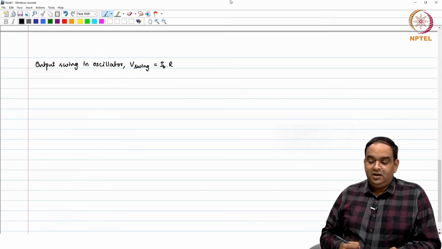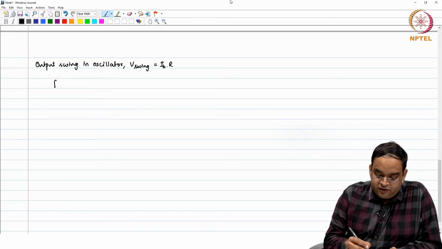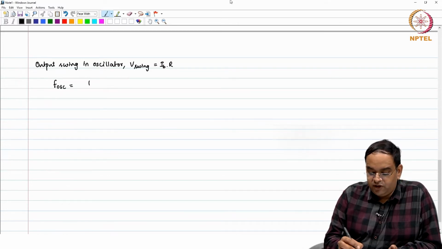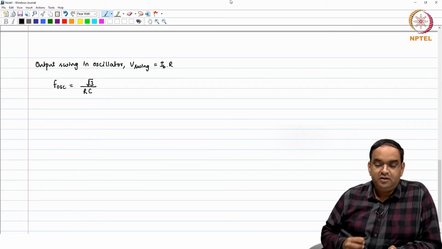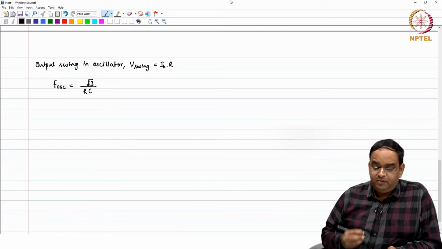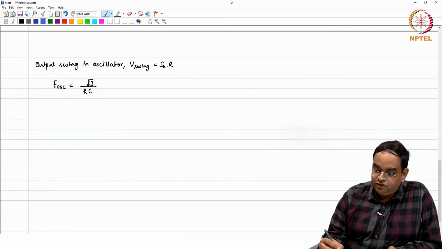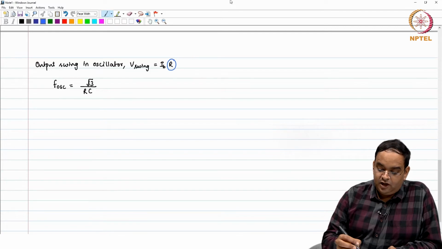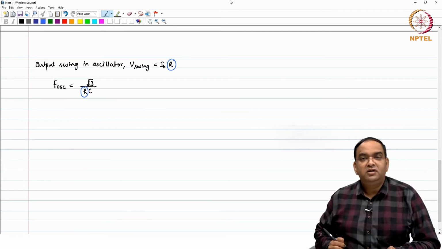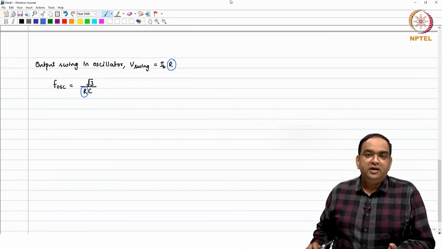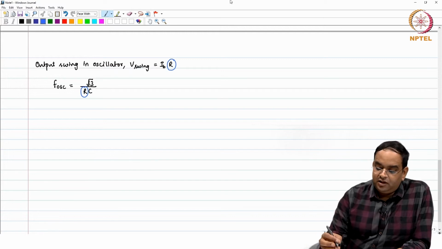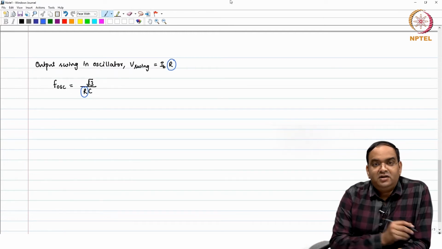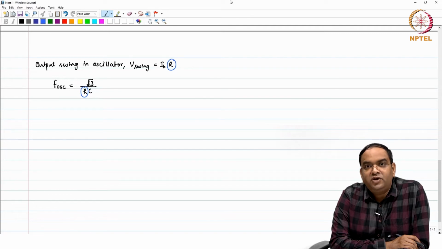Okay. And we also know that the frequency of oscillation is equal to 1 by RC, or root 3 by RC. Now, this is a problem: your output swing also depends on R, and the output frequency also depends on R. So, let us say you design the oscillator at only one particular frequency. At that time, depending on the resistor, you can always choose IB such that you get the desired swing.